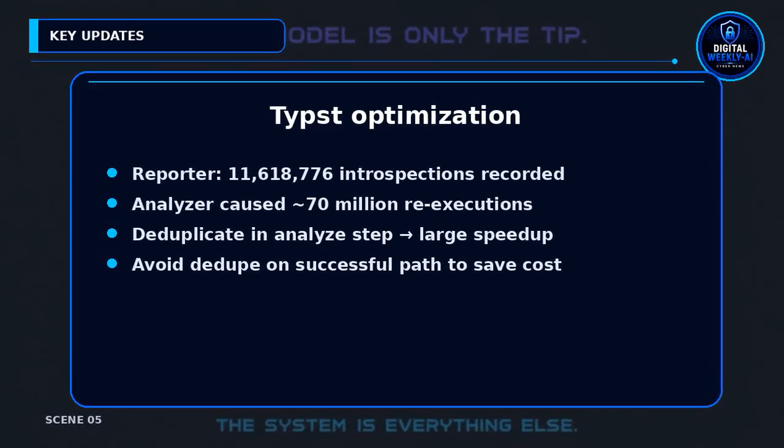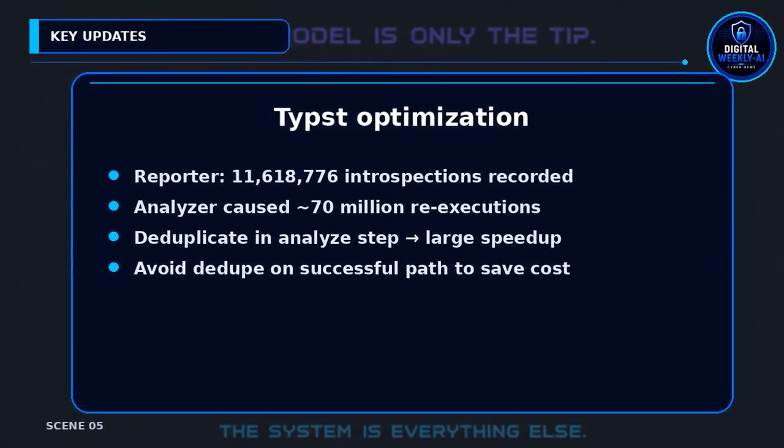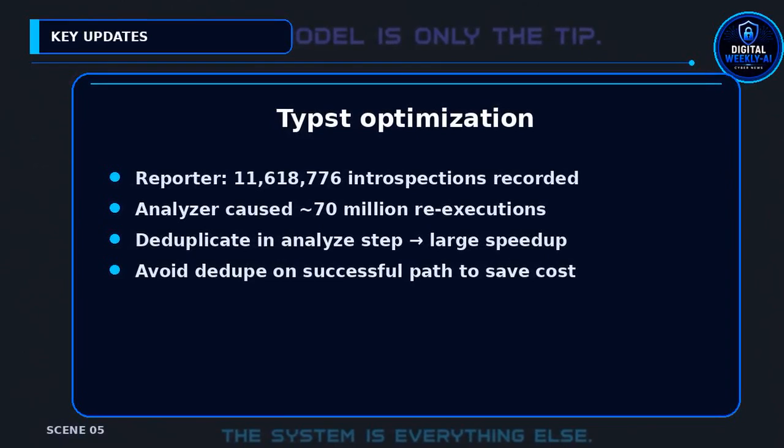Typst recompiles to settle introspection queries. A report showed 11,618,776 recorded introspections. The analyzer reran each 6 times, roughly 70 million re-executions. The change: analyze distinct introspections only once. Measured a 13,334 times duplication factor and about 1.55 microseconds per introspection. Result: up to 334 times faster in the pathological analysis case.